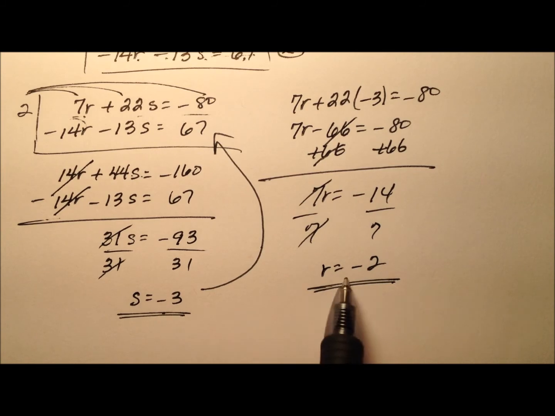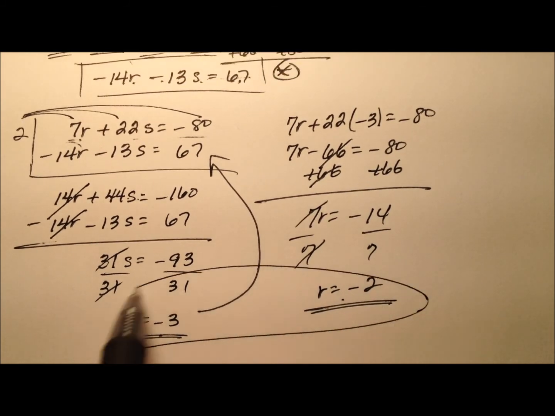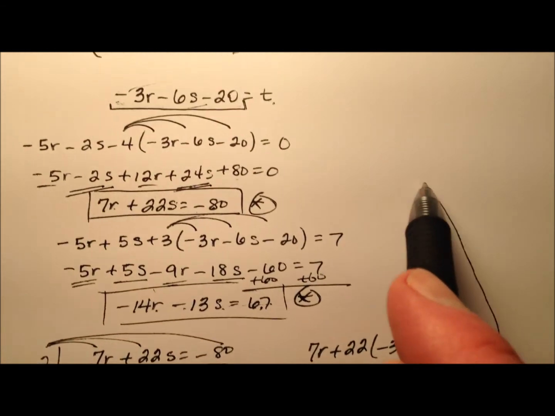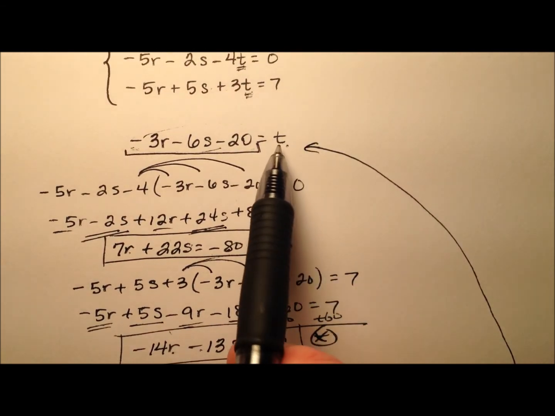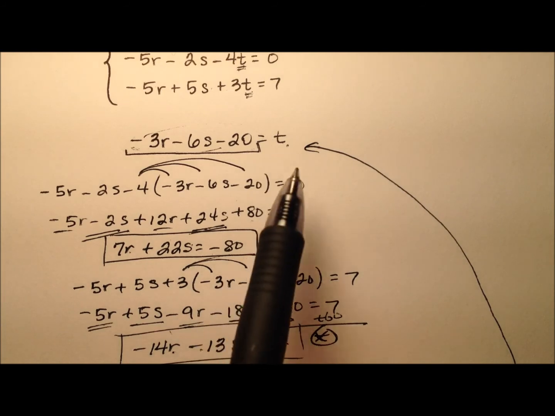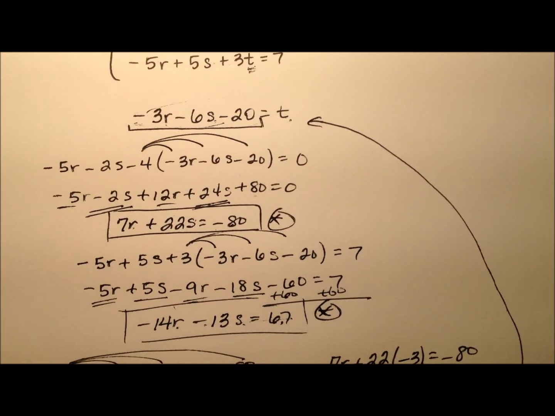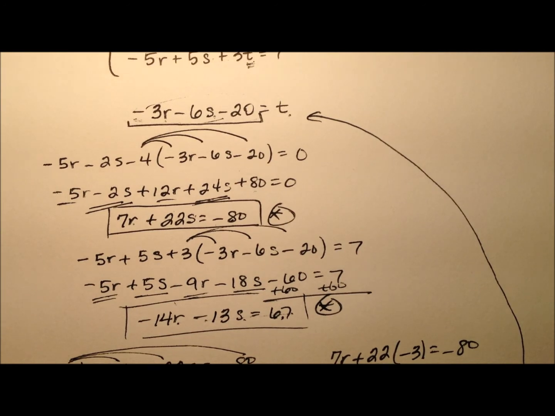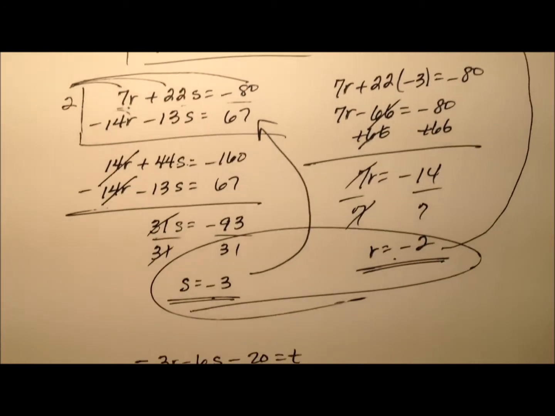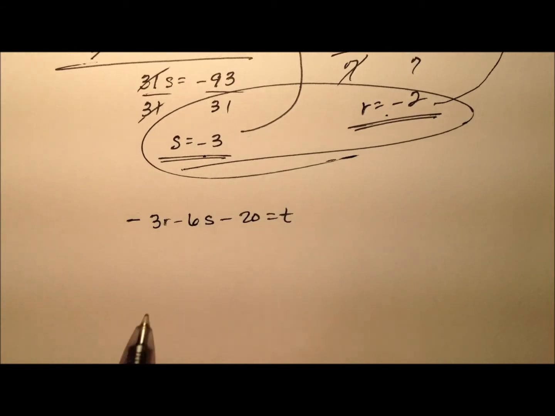Okay, well now that I have two of my three values, let's go ahead and plug them back in, put them together, back into the equation here where T was isolated, and I have it in terms of R and S because I have those values. So I'm going to go ahead and rewrite that. So -3R minus 6S minus 20 equals T. I wrote it down here at the bottom. So let's shuffle on back down.